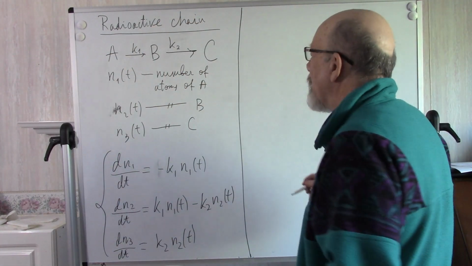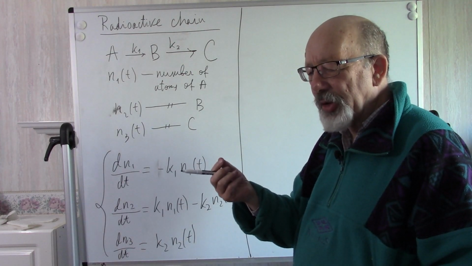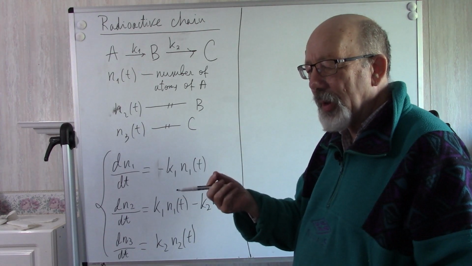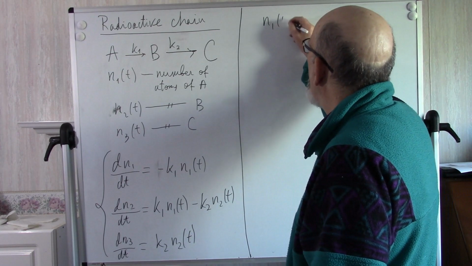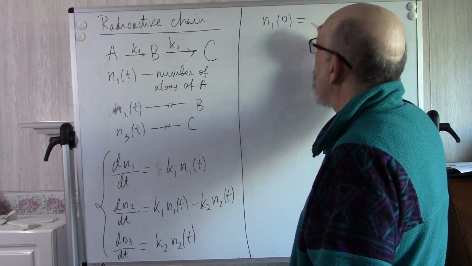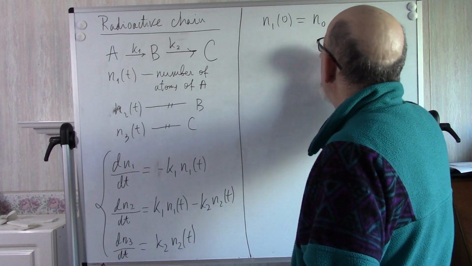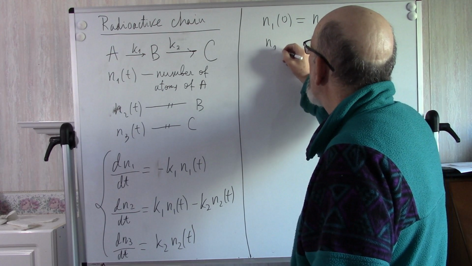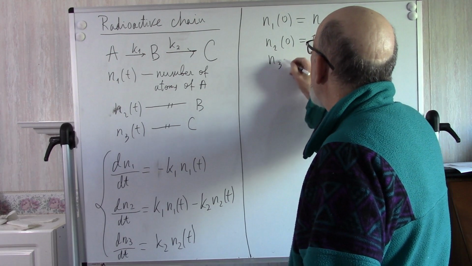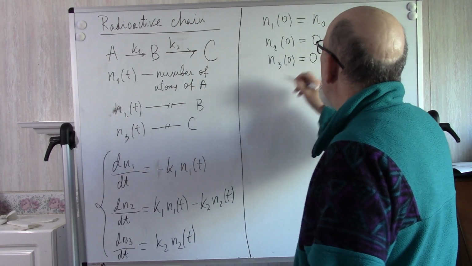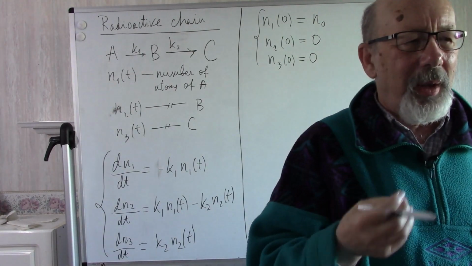No initial conditions for them. We have to define the initial amounts of A, B, and C. Let us write N1(0) equals N0, N2(0) equals 0, and N3(0) equals 0. Why not? Let us take this. We start from pure N1 and see what will happen.